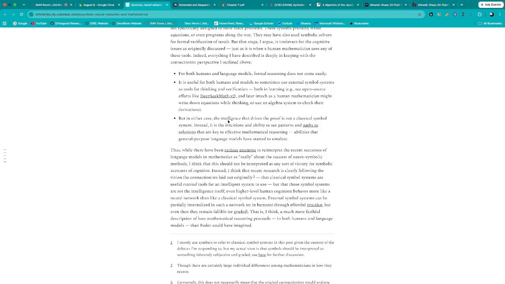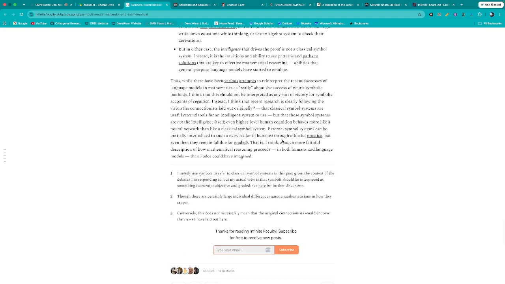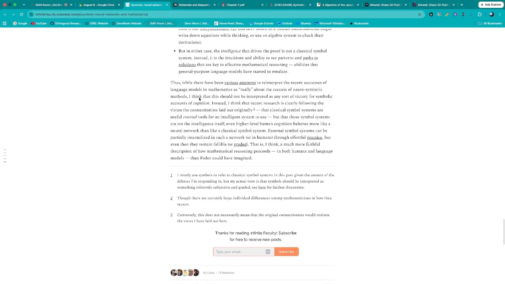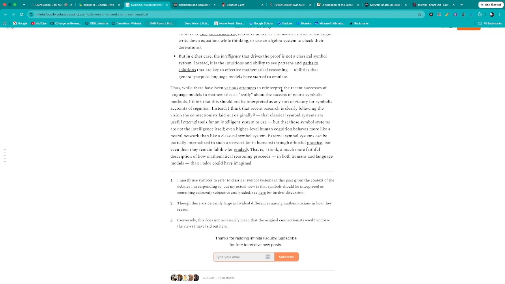But in either case, the intelligence that drives the proof is not a classical symbol system. Instead, it is the intuitions and ability to see patterns and paths to solutions that are key to effective mathematical reasoning, abilities that general purpose language models have started to emulate. And then this is just kind of going through this last part here. Thus, while there have been various attempts to reinterpret the recent successes of language models in mathematics, it's really about the success of neuro-symbolic methods.